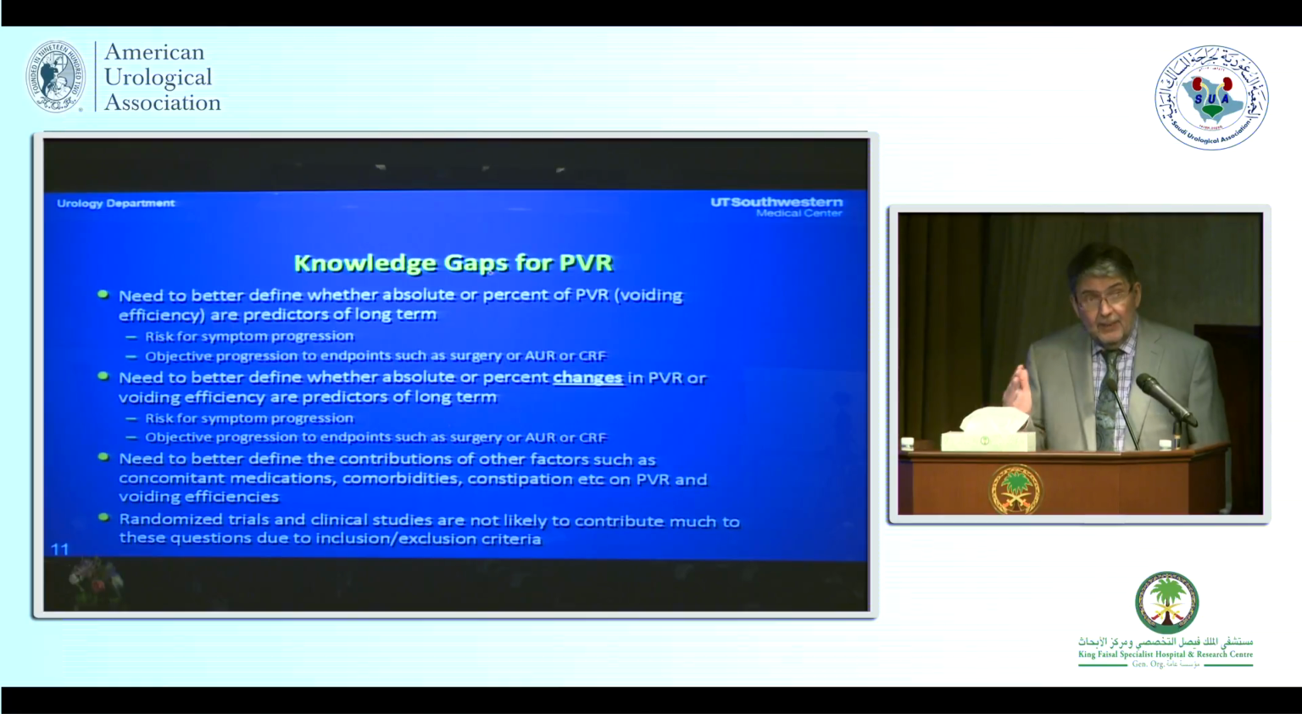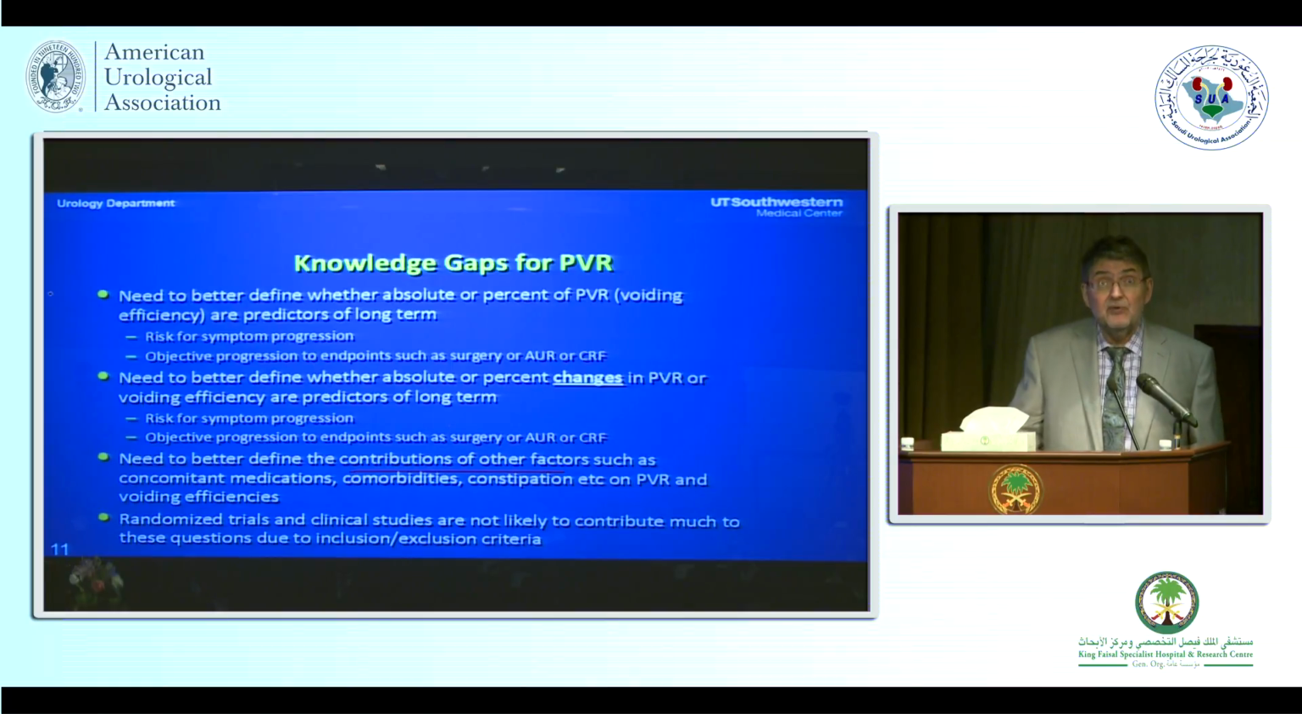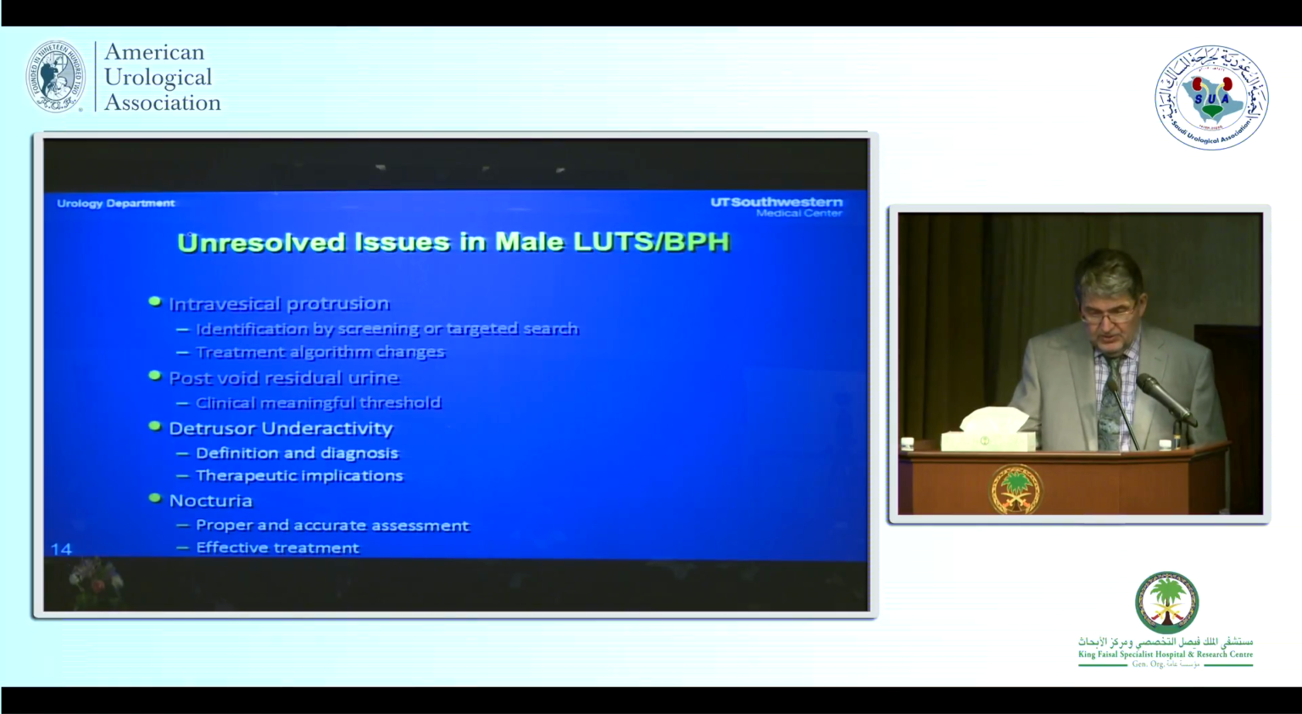We need to better define absolute and percent changes of PVR. We need to better define whether the voiding efficiency plays a greater role than the absolute number of PVR. We need to understand the contributions of other factors, so concomitant medication, comorbidities, constipation, etc., plays a role in that. And unfortunately, looking back at randomized trials is not very helpful because patients with higher residual urine were usually excluded from those studies.